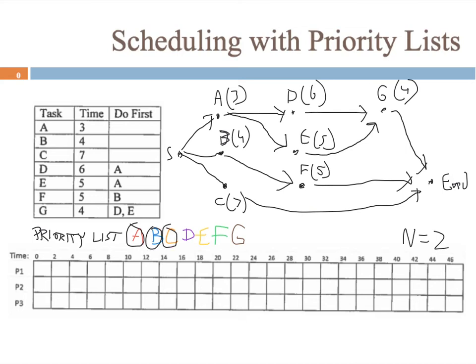Okay, since A is first on the list, we're going to start with task A. I'm going to give that to worker 1. That's going to take 3 hours. Alright, so now A is in execution. We can start task B. I'm going to give that to worker 2, and task B takes 4 hours. Okay, so now task B is in execution.